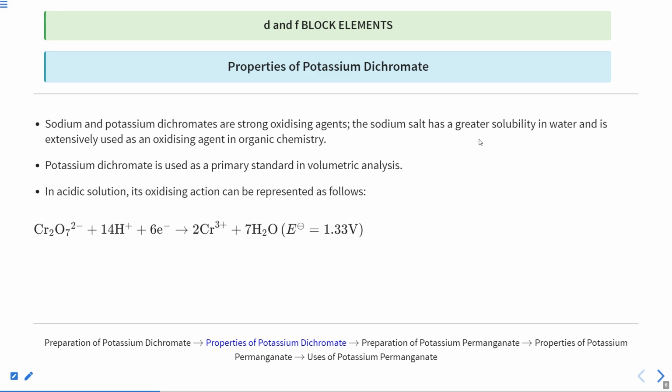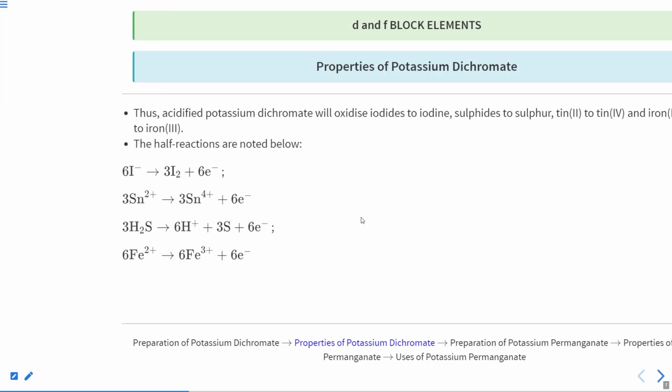Now the sodium salt has a greater solubility in water and is extensively used as an oxidizing agent in organic chemistry. We have seen this point earlier, that the sodium salt is more soluble in water. For that reason, we use it as an oxidizing agent in organic chemistry. Now potassium dichromate is used as a primary standard in volumetric analysis, and this is the reaction that it undergoes. The same reaction occurs when it is used as a primary standard in volumetric analysis.